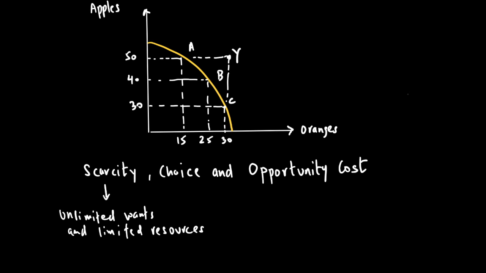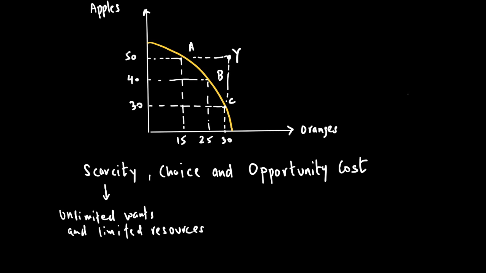Scarcity then leads to what we call choice. Because we can't produce all goods, we need to make a choice. For example, if I'm going from A to B, I'm making a choice, which is that rather than 50 of apples and 15 of oranges, I now want 40 of apples and 25 of oranges. So choice can be shown by the different combinations on the PPC. Choice A would mean you can't get choice B or choice C, but all of these combinations are telling us the choices that we make.